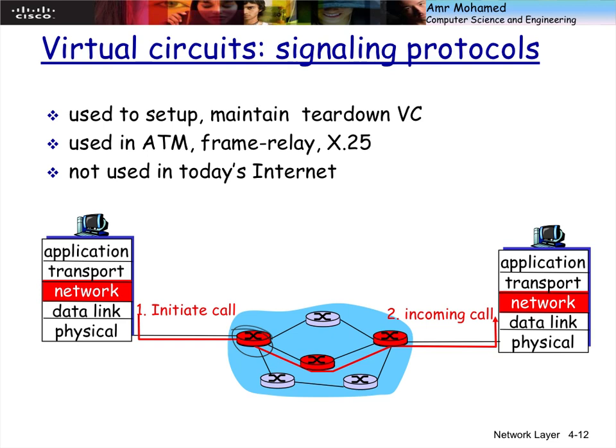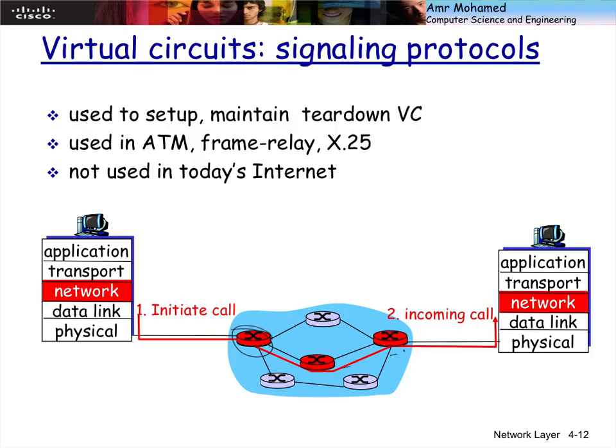So this initiation call will go through the routers. The routers will see whether they have initial buffer size or not. If not, they will send a rejection. If yes, they will have it committed, but not booked. Okay? Then it goes through the other routers.